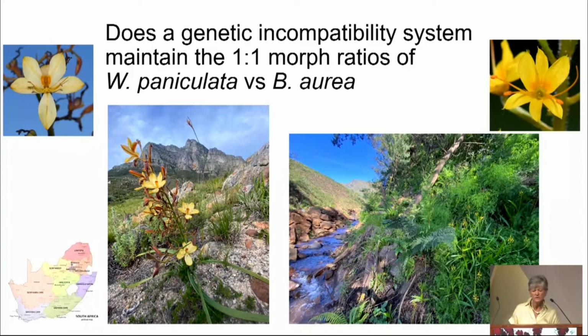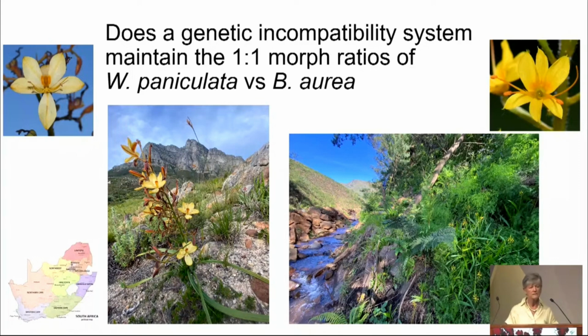Barberetta aurea grows in KwaZulu-Natal. There's the picture of it on the screen here. And if you count those, they also have a 1-to-1 ratio. So how is this maintained? You can imagine it might be well maintained if there was a genetic incompatibility system by which a left morph wouldn't form a functional cross with another left morph, or a right morph couldn't form a functional cross with another right morph, and that would always promote left versus right and right versus left.